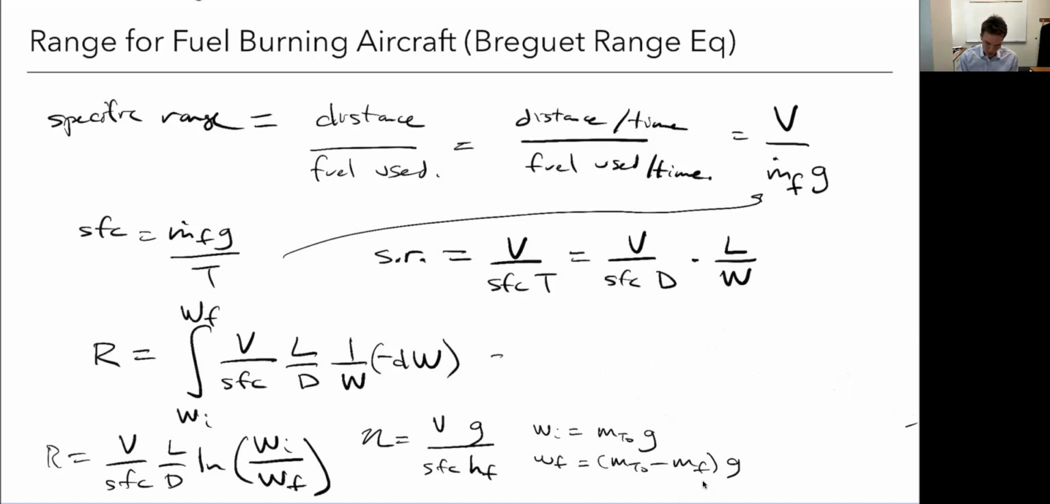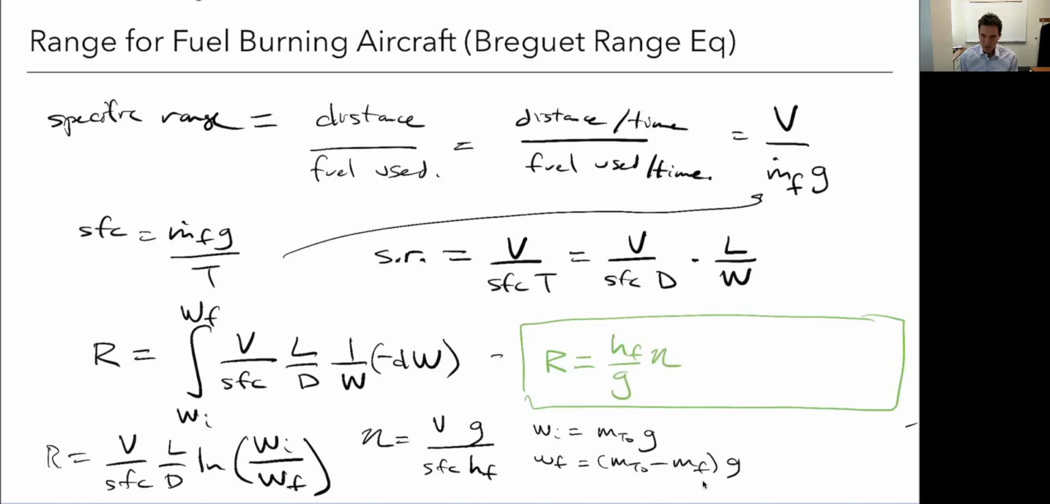Okay, let me carve out a little space here, and put it in a different color so you know we're continuing. Once I make those two substitutions, this is my final expression. Again, there's nothing more math here, just writing in terms of different variables. That's the enthalpy of the fuel times G times my propulsive efficiency, L over D, and then the natural log of 1 over 1 minus MF, mass of fuel, over my takeoff mass. So that's the final expression.